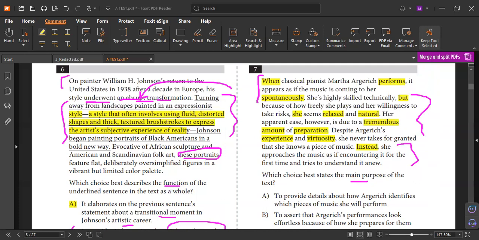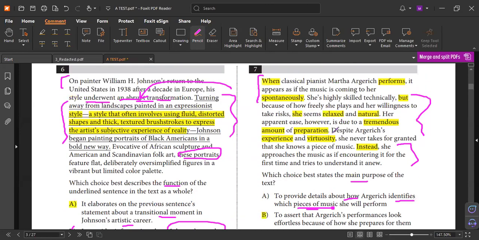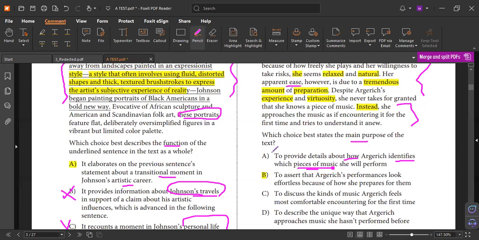Yes, it is. So now let's find why A is wrong and prove why B is correct. Why is A wrong? It doesn't provide the details about how this person, Argerich, identifies which piece of music. I have a lot of ideas about her experience, how she performs, how easy it is to do, but A is not supported.